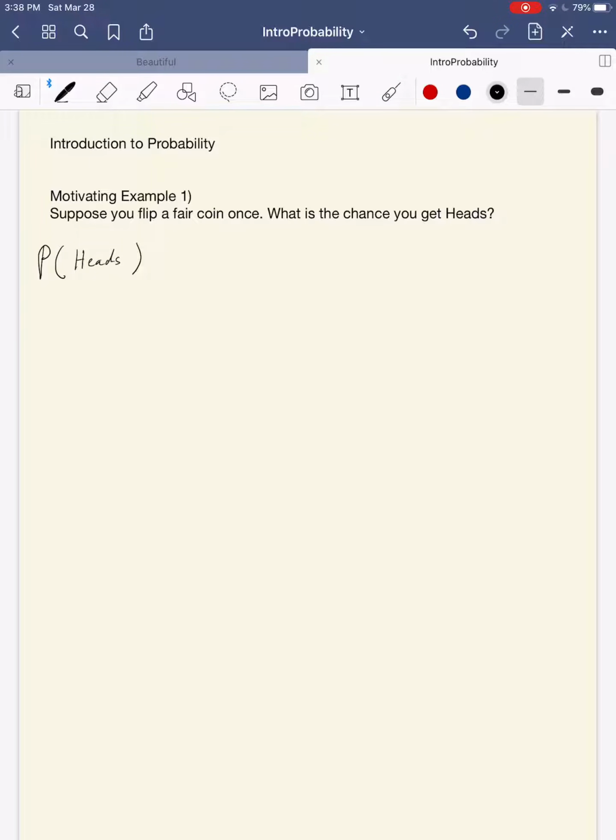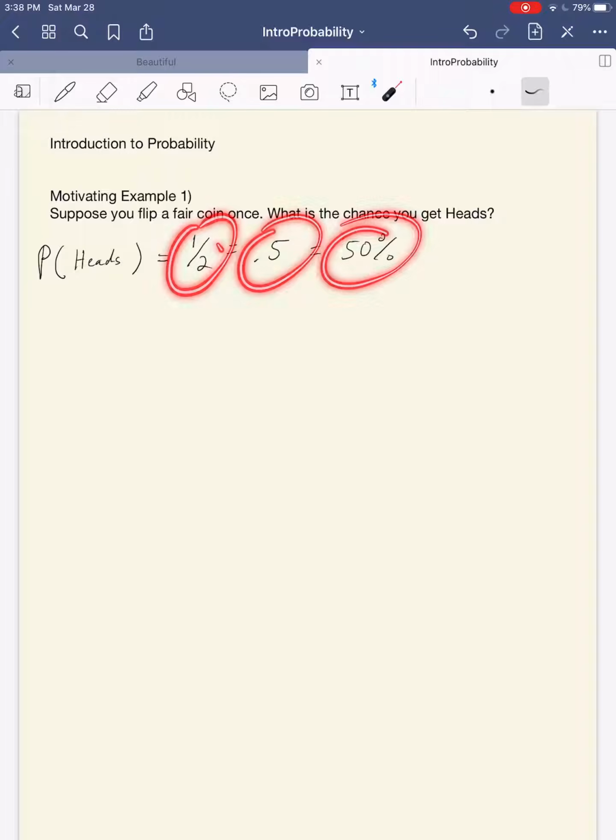When you go to write a probability, you can write it in a lot of different ways. You can write it as a fraction, in this case 1 out of 2. You can also write it as a decimal, like 0.5. Or you could even write it as a percentage, so 50%. Any of these formats is an appropriate way to report the chance or probability. Sometimes people prefer the fraction form, sometimes the decimal, sometimes the percentage. It's really all equivalent here.